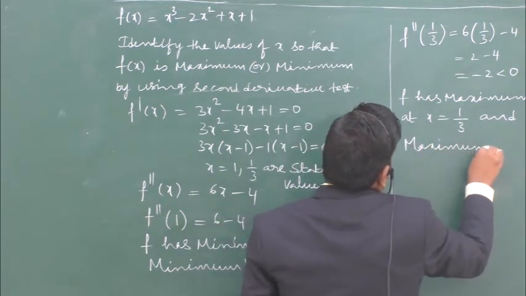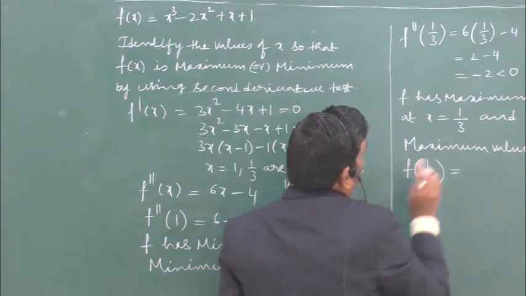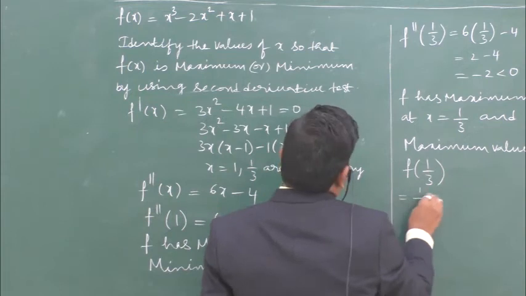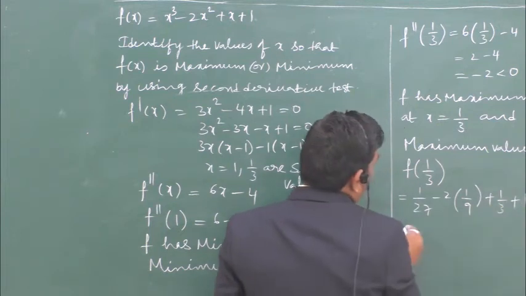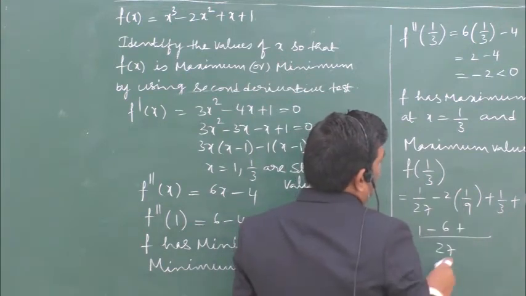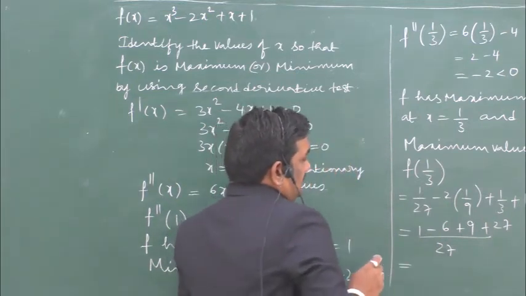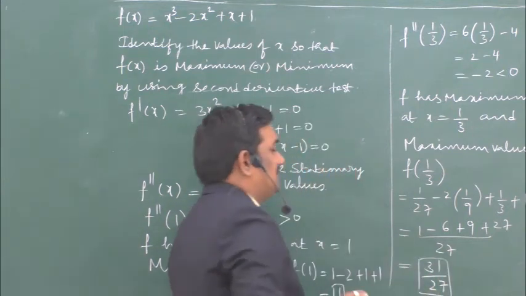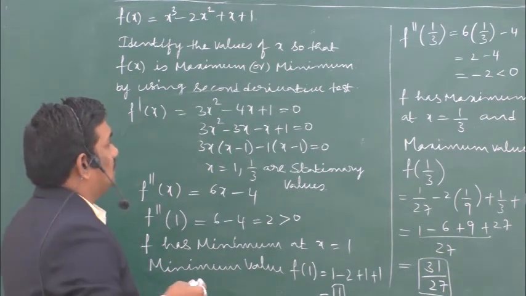Okay, so you need to identify the maximum value also. And the maximum value is f of 1 by 3. It is equal to, substituting in the given function, 1 by 27 minus 2 into 1 by 9 plus 1 by 3 plus 1. It is 1 minus 6 plus 9 plus 27 over 27, which equals 31 by 27. So this is the maximum value for the given function corresponding to the stationary value 1 by 3.